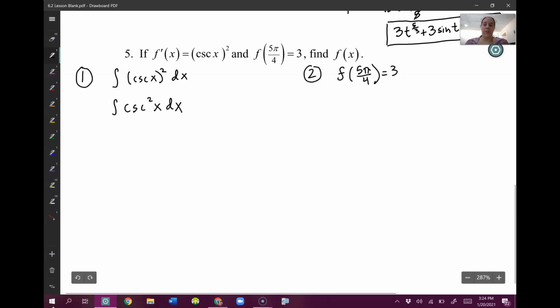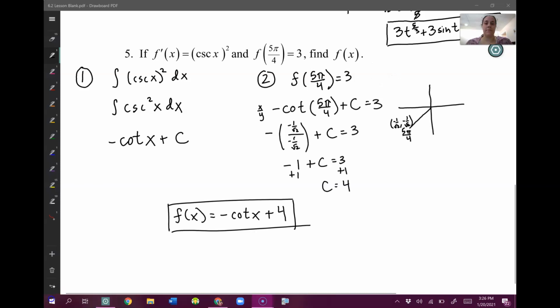So I want you to try this one. Find the integral of this plus c, and then plug in your initial condition to solve for what c should be. And then come back and see how you did. Let's see how you did. We have an integral rule for cosecant squared. It's cotangent, well, negative cotangent, plus c. I'm going to plug in my initial condition, so I get negative cotangent of 5π/4 plus c equals 3.